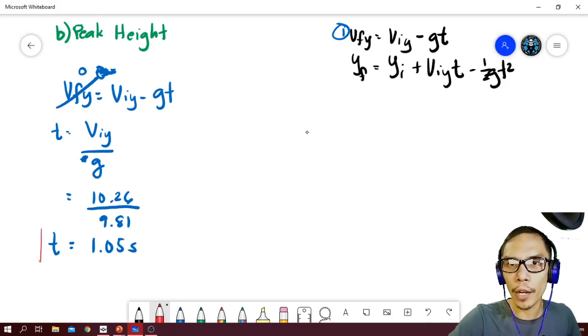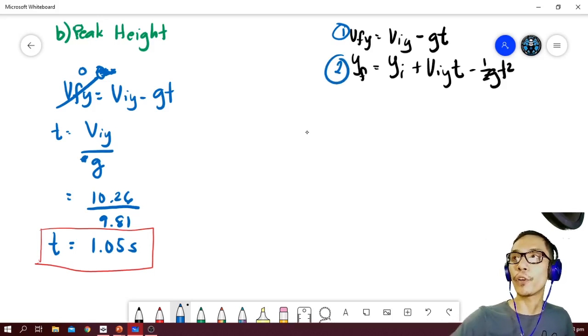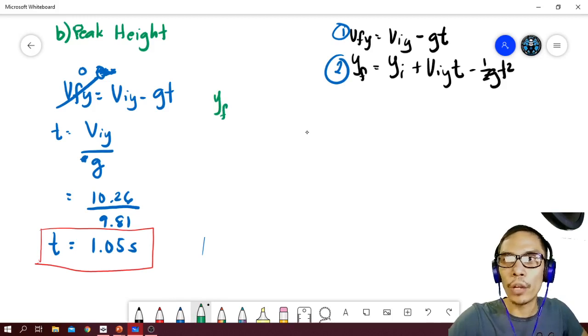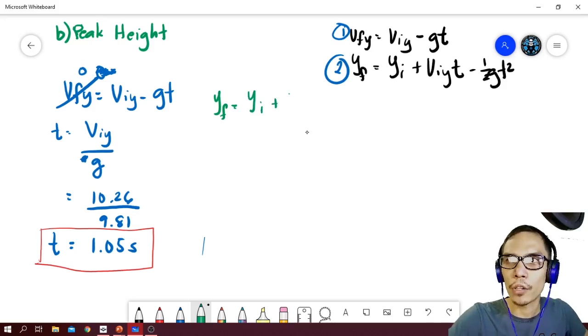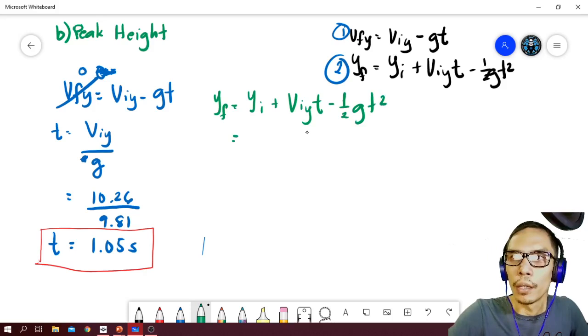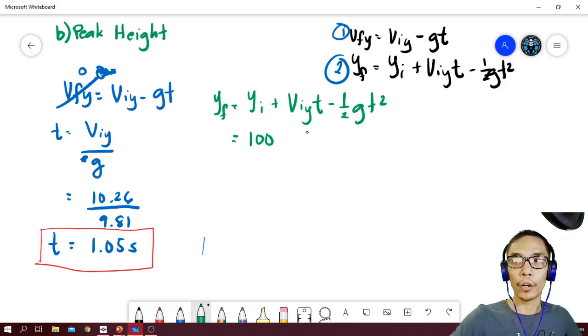So we have now the time needed to compute for number 2. So let's go to number 2. YF, I will use green. YF is the one that we are looking for, and the object comes from a certain height, that is 100. Let's write the formula first: 1/2 gt squared. To compute for the YF, YI is 100 because that's our origin.